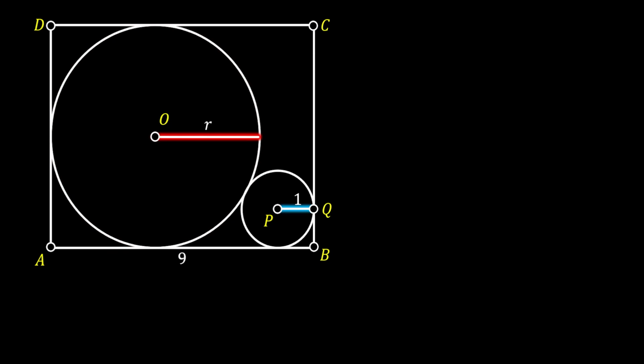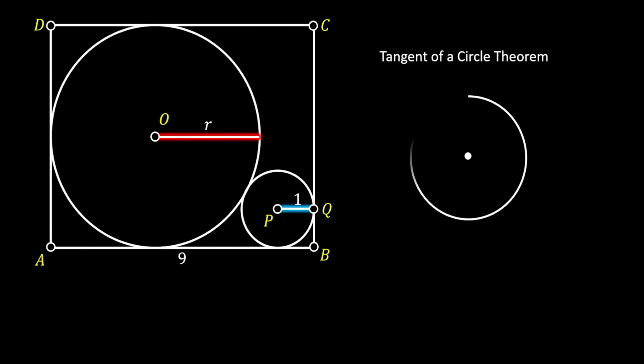Now we're going to use one really awesome circle theorem, which is the tangent of a circle theorem. This theorem states that if we pull a radius to the point of tangency, the radius will always be perpendicular to the tangent line of a circle. And we're going to use this multiple times on our sketch. First, we're going to use it on point Q. You can see that the line PQ represents the radius and BC is a tangent to our small circle, so this means that PQ must be perpendicular to the line BC.